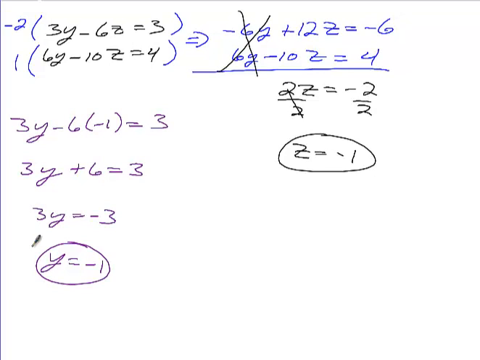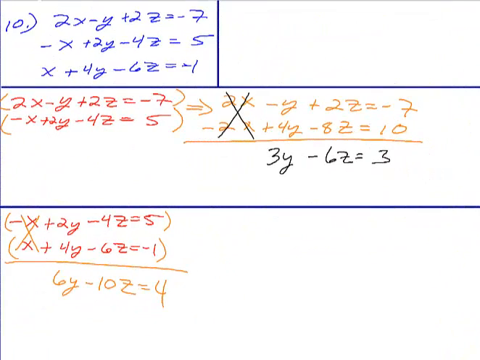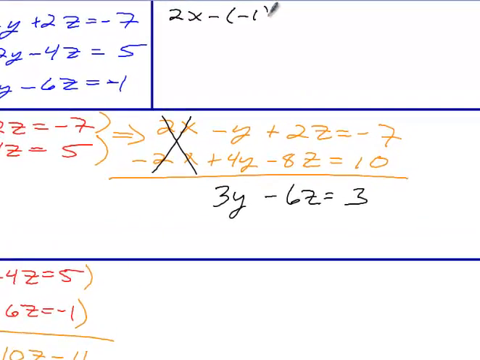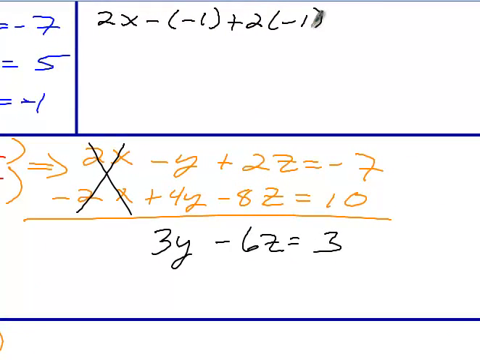Now, how do I find x? Go back to the original equations. Okay, doesn't matter which of the 3 originals I use? No, it does not. Okay. So do you want me to use top, middle, or bottom here? Top, okay. I don't know x. I know y is -1. I know z is -1. And I'm going to solve this for x.